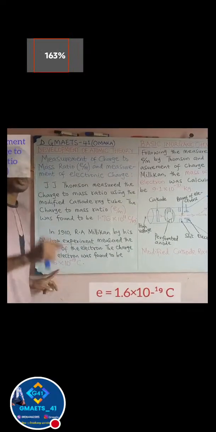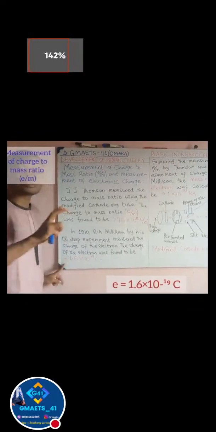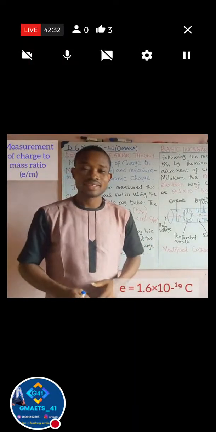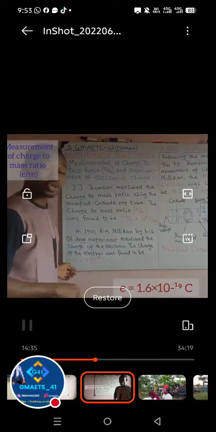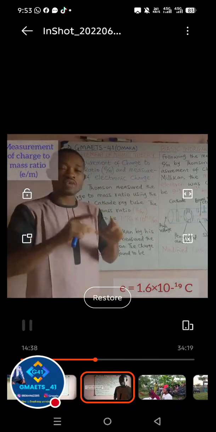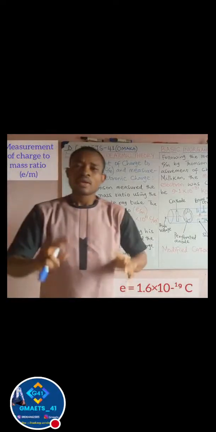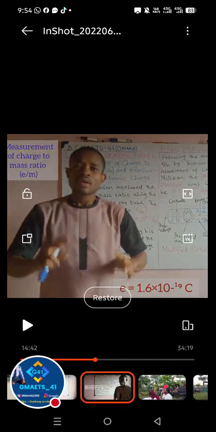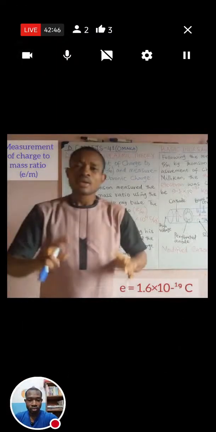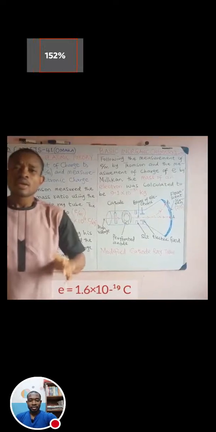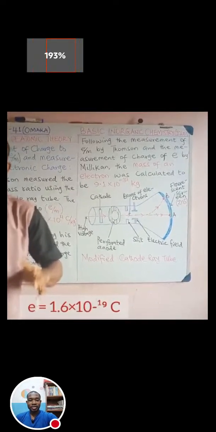He measured the magnitude of the charge of an electron to be equal to 1.6 times 10 raised to the power minus 19 coulomb. The negative sign here is simply to tell us that we're talking about electrons. That's just the reason we introduced the negative sign there. The magnitude of the charge itself is 1.6 times 10 raised to the power minus 19 coulomb. So, very clear there, is that not so?